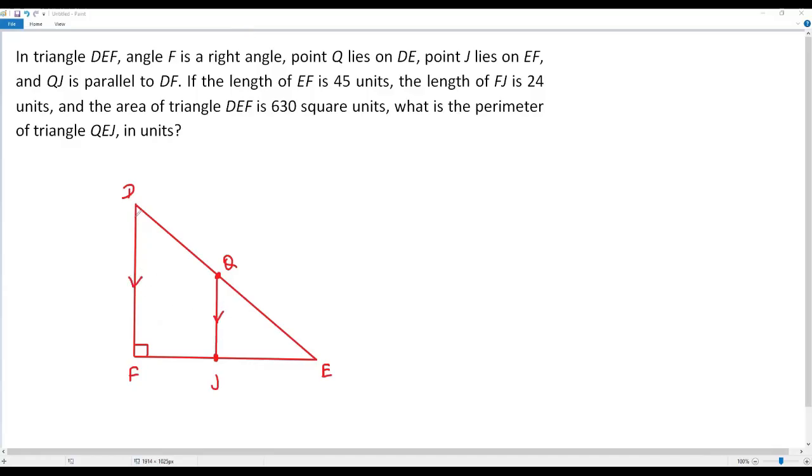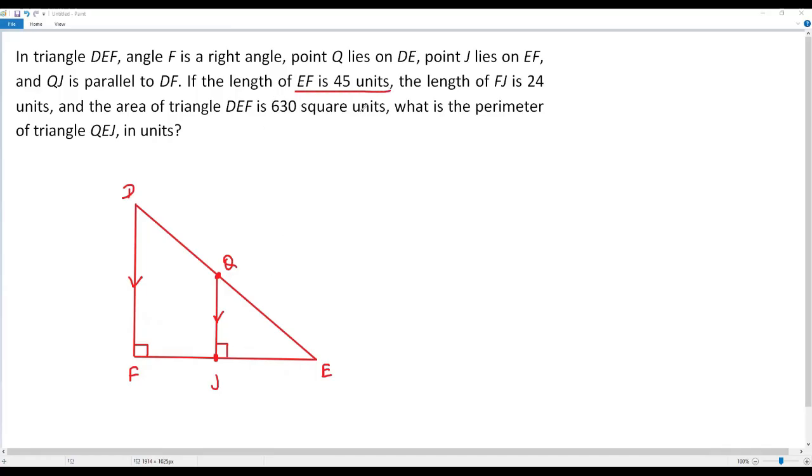Okay, already we know that this line segment DF is perpendicular to the line segment FE. Since DF and QJ are parallel, then QJ also must be perpendicular to this line segment FE. Then we'll have a right angle over here. Now let's consider the other information.